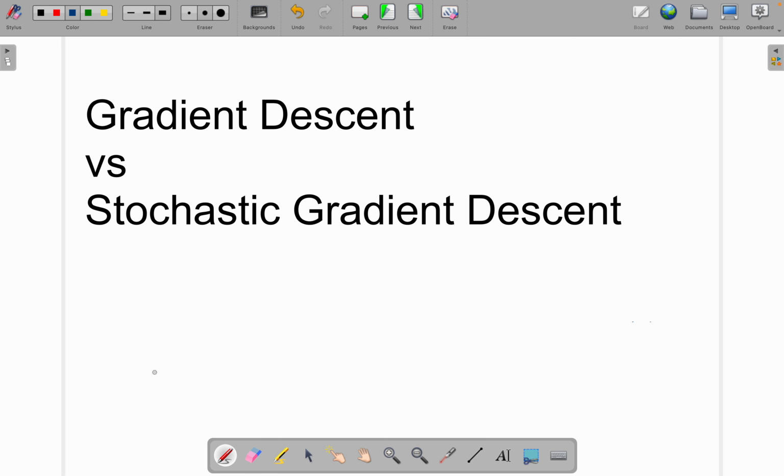So if we recall gradient descent, we derived this formula, right? W new is equal to W old minus eta times the derivative of the loss function with respect to W, where W is W old, right? So in gradient descent and stochastic gradient descent, this formula is the same for updating the weights. But the difference is how frequently they update the weights.